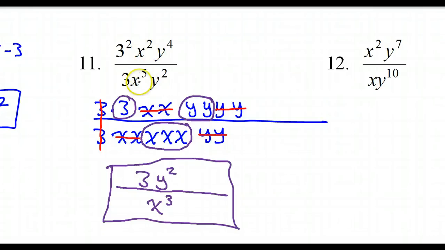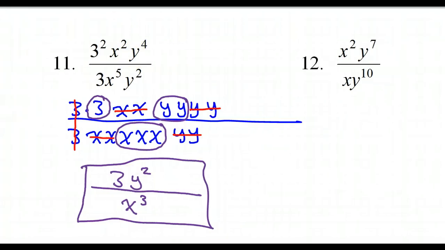Where are there more x's? Are there more x's on the top or the bottom? Well, look, there's 5 x's on the bottom. That's more. So the extra x's will be on the bottom when all the dust clears. Look at the y's. Where are there more y's? There are more y's in the top. That's why the extra y's end up in the top.